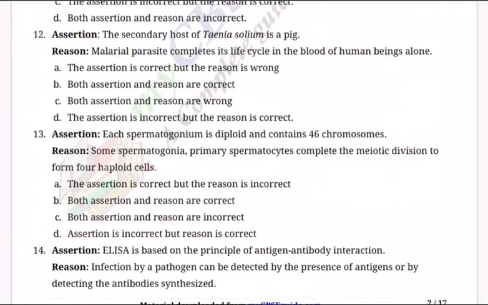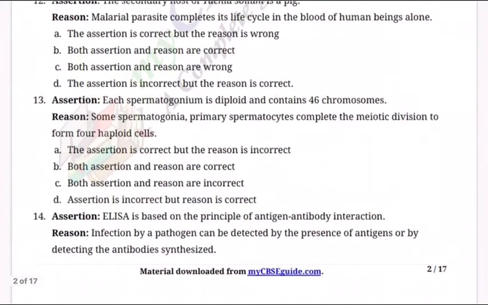Question number 13. Assertion: Each spermatogonium is diploid and contains 46 chromosomes. Reason: Some spermatogonia, primary spermatocytes, complete the meiotic division to form 4 haploid cells. A. The assertion is correct but reason is incorrect. B. Both assertion and reason are correct. C. Both assertion and reason are incorrect. D. Assertion is incorrect but reason is correct.